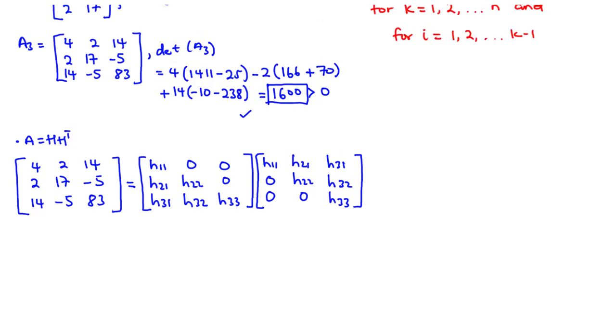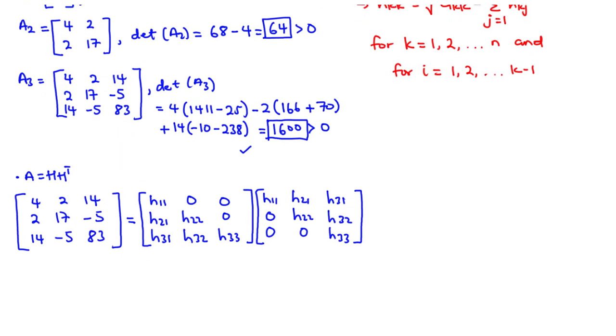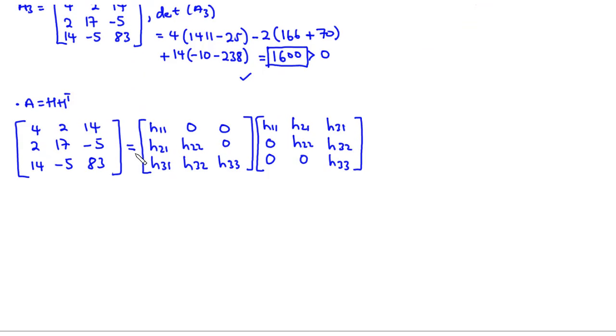Now, from the Cholesky algorithm, that is given by this formula, that is HKI is equal to that, and HKK is also equal to that. For k equals 1, 2 through to n, and then for I equals 1, 2 through to k minus 1. So if you have the same row and the same column, that is the same row value and then column value, then you are going to use this expression. And then if the row value is not equal to the column value, you also use this expression. So from this algorithm, we are going to find the 6 unknown elements.